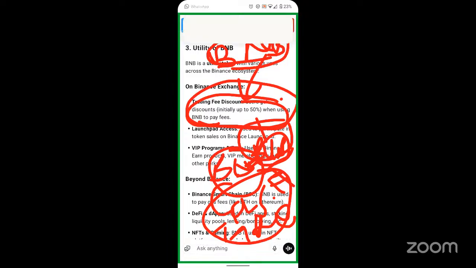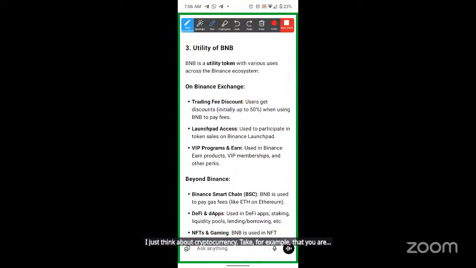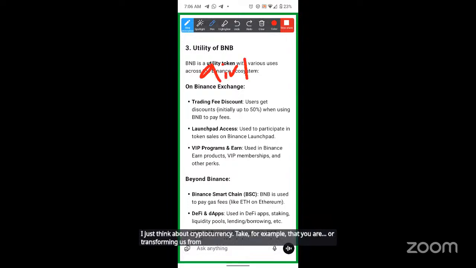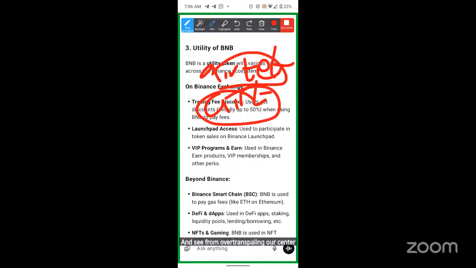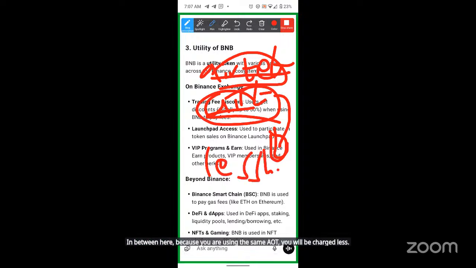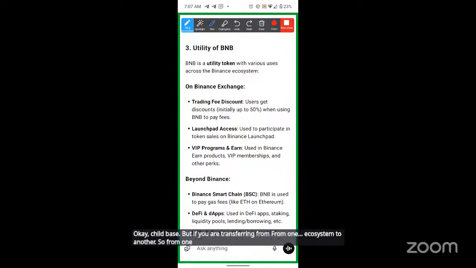Take for example that you are transferring a cent from Airtel to Airtel. From Airtel to Airtel, you can do a lot, okay? Because you are using the same Airtel to Airtel, you will be charged less. But if you are transferring from one ecosystem to another, from one line to another, they will charge you more.